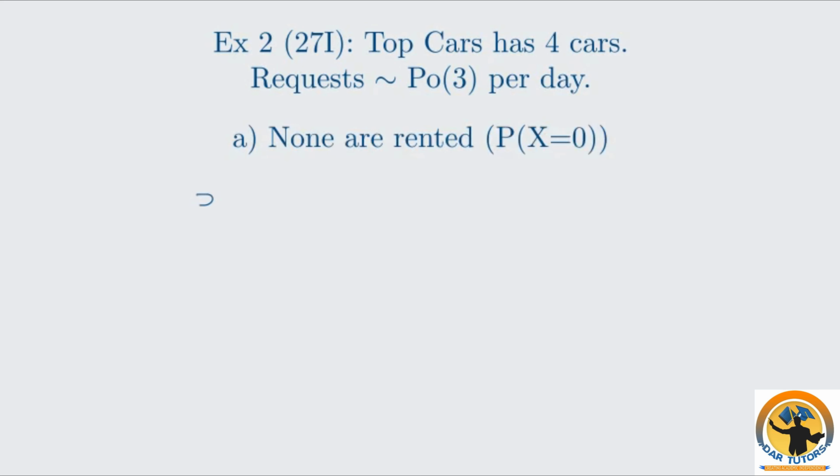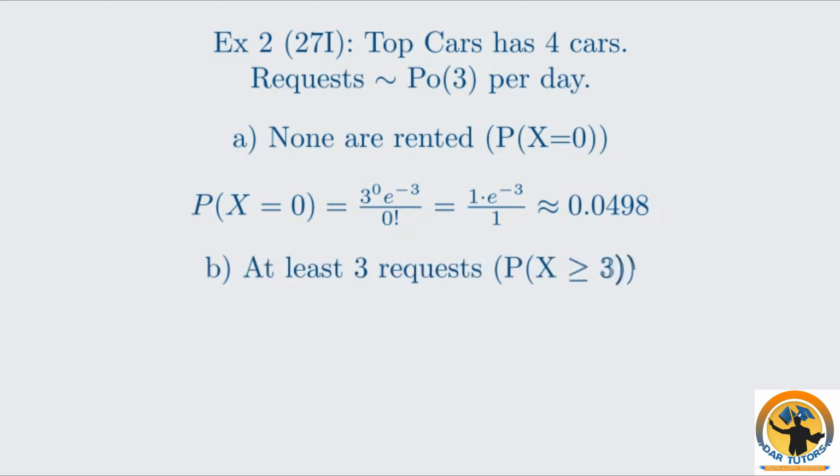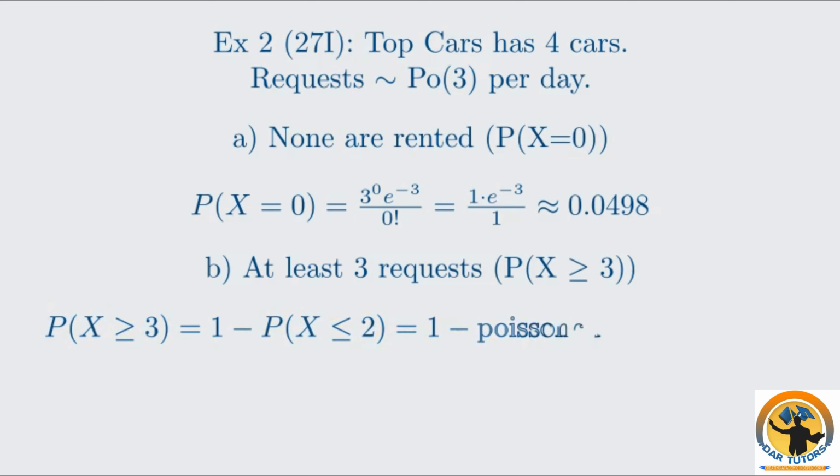Part A asks for the probability that none of the cars are rented. This means there were 0 requests. Using the Poisson PDF formula with x equals 0 and lambda 3, we get approximately 0.0498. There's about a 5% chance they rent no cars. Part B asks for at least 3 requests, P(X ≥ 3). Using the complement rule, this is 1 minus P(X ≤ 2), which we calculate with the Poisson CDF to be approximately 0.5768.